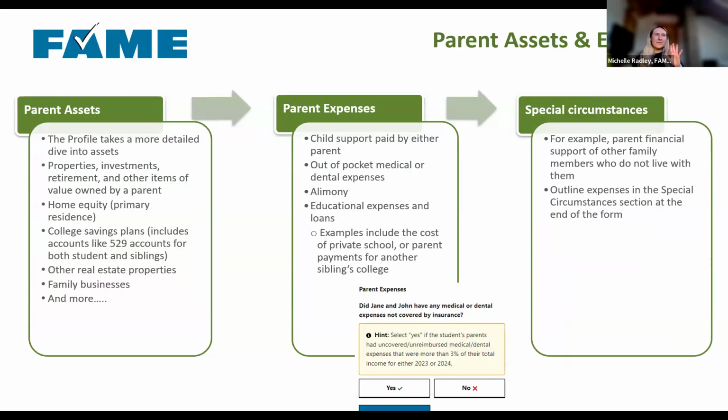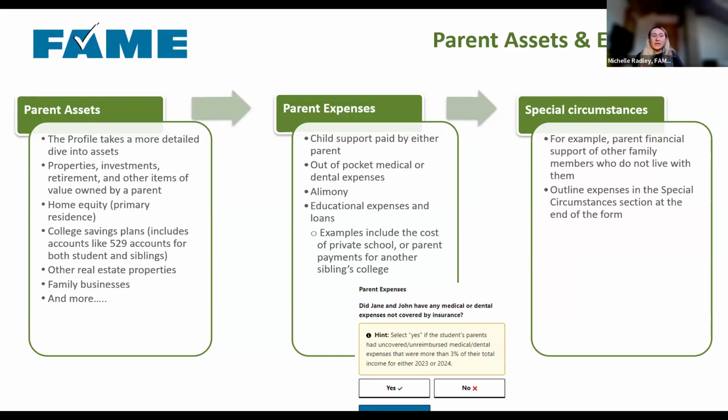And I feel like we get a lot of questions surrounding the parental asset piece. That's really the piece that's very different from the FAFSA form. So when we're talking about the parental assets, it's a much deeper and more invasive dive. So having documentation on hand is really important, and remembering that some of these pieces are estimates. Things like properties, investments, retirement accounts, and value owned, just like any sort of value that's owned by a parent, will really be asked for on the form.